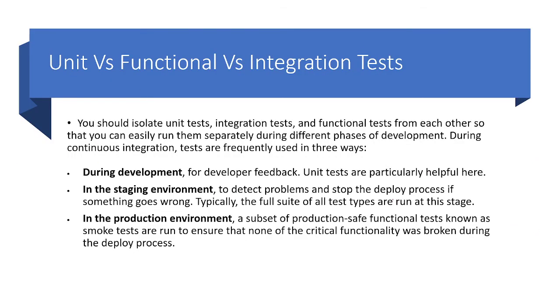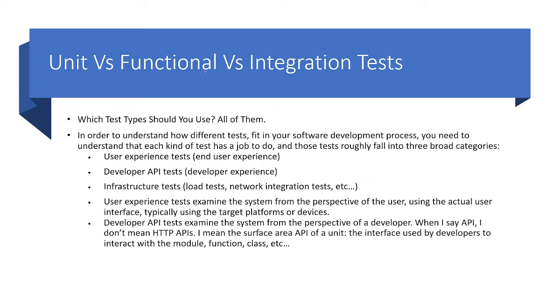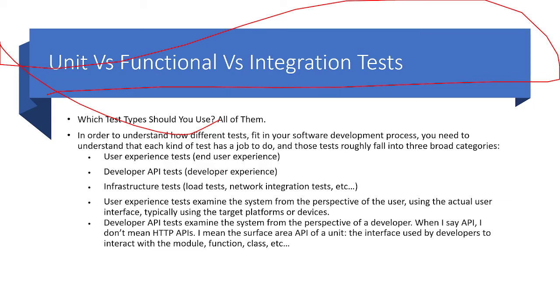During development, for developers' feedback, unit tests are particularly helpful. In staging environments, tests detect problems and stop the deploy process if something goes wrong. In the production environment, use a subset of production-safe functional tests. Which types to use? All of them. They're great. In order to understand how different tests will fit into your software development process, you've got to think about this stuff when you're writing code. Think about the testing, and it will also help you write the code.